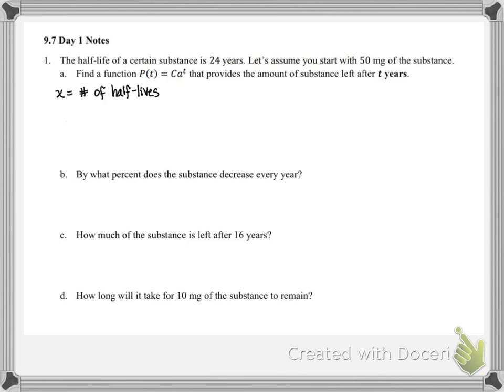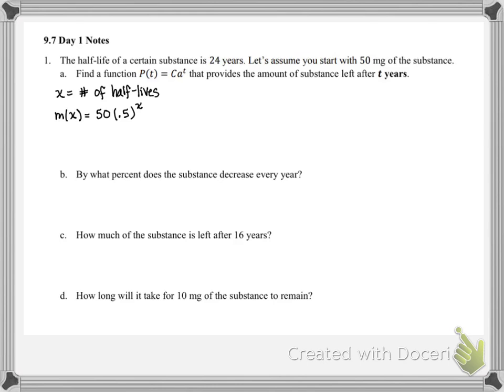So there was 50% left. So we said that M of X, so the amount of substance after X half-lives, was our initial amount times 0.5 to the X. But the problem with that is that it assumes that you have 50 milligrams for 23.999999 years, and then bam, all of a sudden, when you hit 24 years, 25 milligrams of it just disappears, which we know isn't realistic, right? We know that it gradually decays.